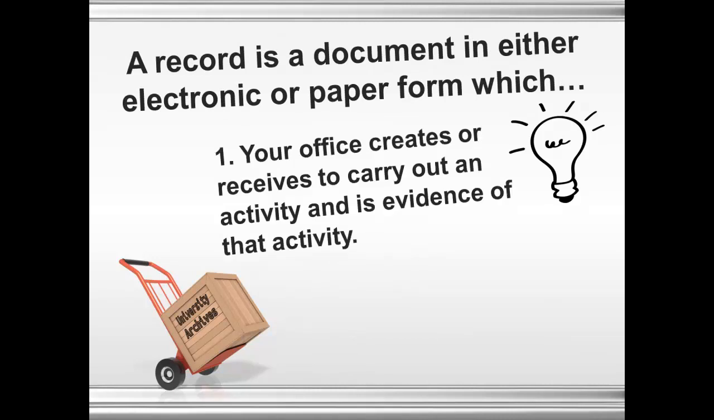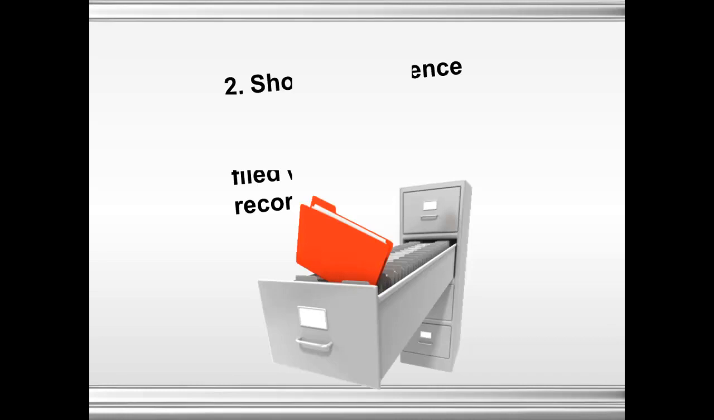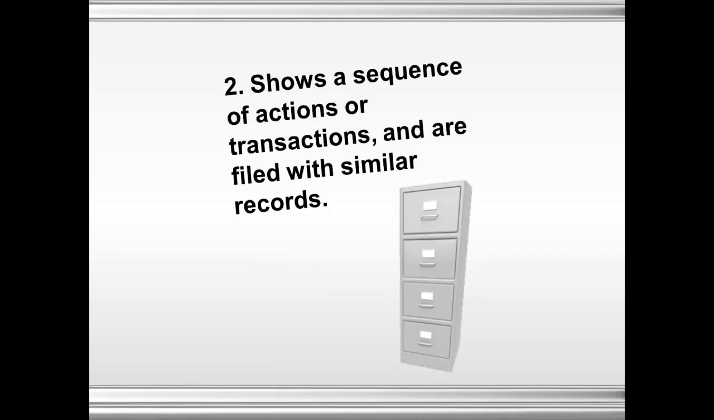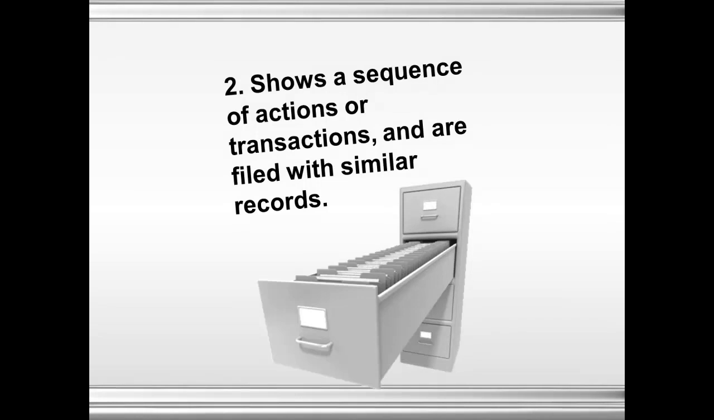A record is a document that your office creates or receives as it carries out its work and is evidence of that activity, that you then file in a hard copy form or in an electronic folder, with similar records that were created or received for the same purpose. A record can be in any form, including paper, electronic, microform, audio and video recording, and photographic form.